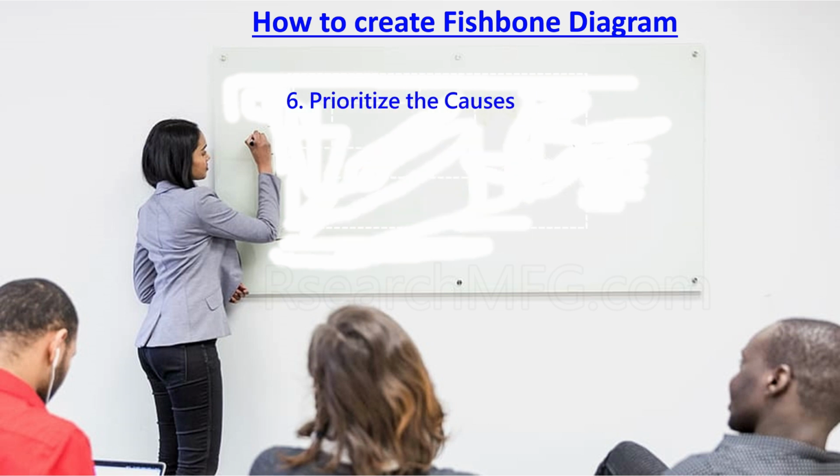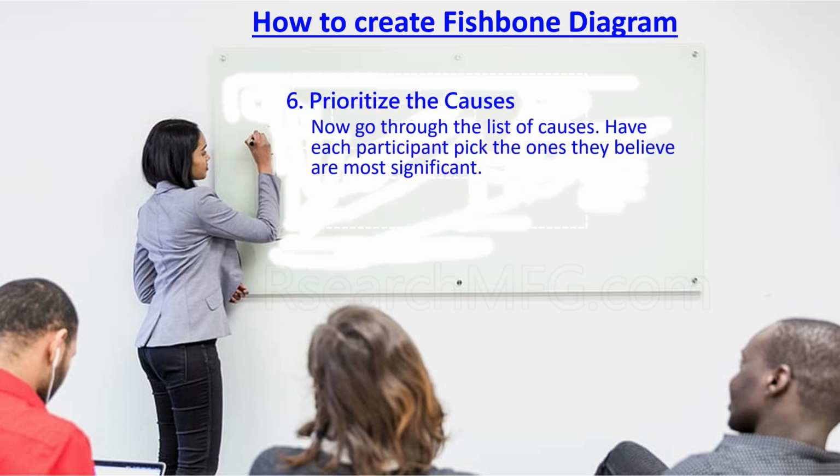6. Prioritize the causes. Now go through the list of causes. Have each participant pick the ones they believe are most significant. Circle these in red on the diagram once the group agrees.